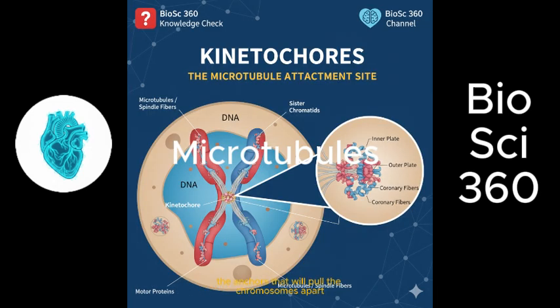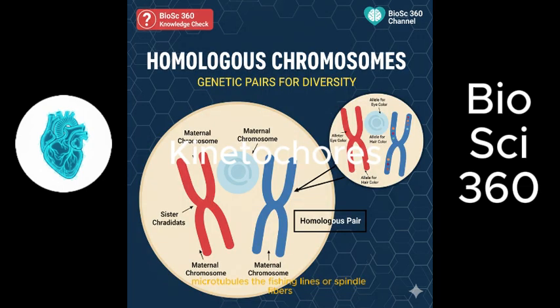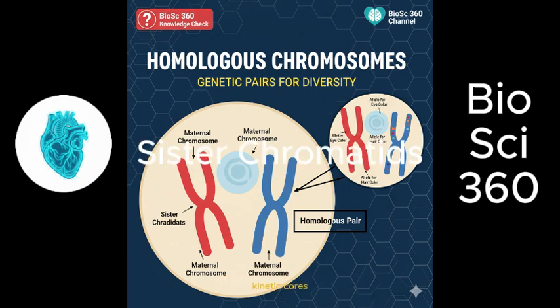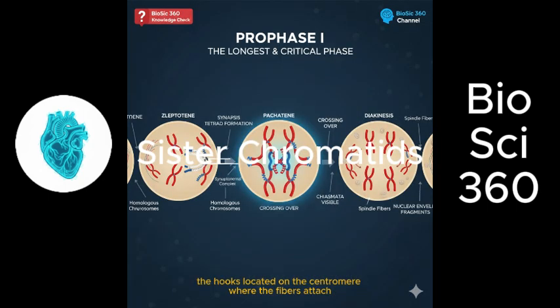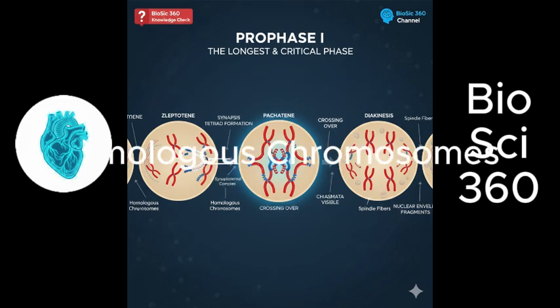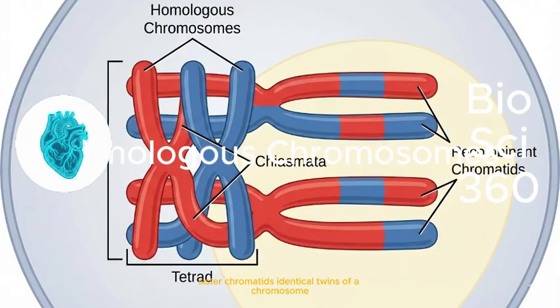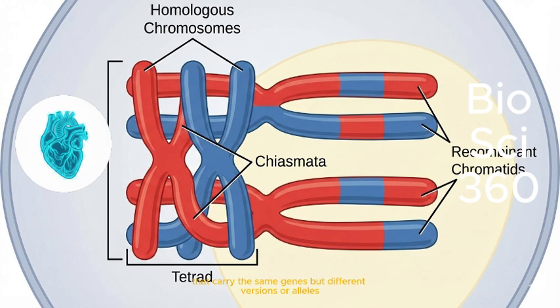Centrosomes, the anchors that will pull the chromosomes apart. Microtubules, the fishing lines or spindle fibers. Kinetochores, the hooks located on the centromere where the fibers attach. Sister chromatids, identical twins of a chromosome. Homologous chromosomes, a pair of chromosomes, one from your father, one from your mother, that carry the same genes but different versions or alleles.